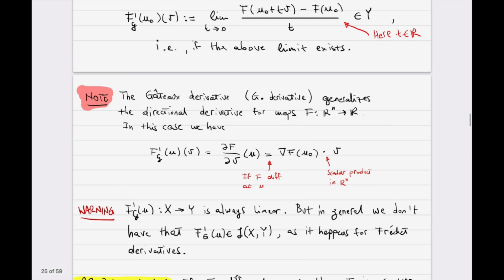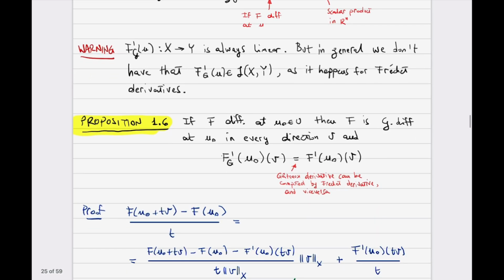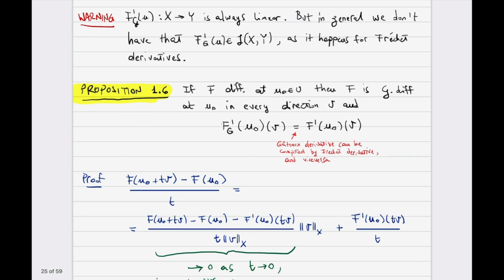And in practical examples, and we will see a practical example after this, if you want to discover if a function is Frechet differentiable, first compute the Gateaux derivative and then check if the Gateaux derivative is actually the Frechet derivative by plugging it into the definition of Frechet differentiability. And they have to be the same, because if f was Frechet differentiable from the beginning, then you know that this identity has to hold.